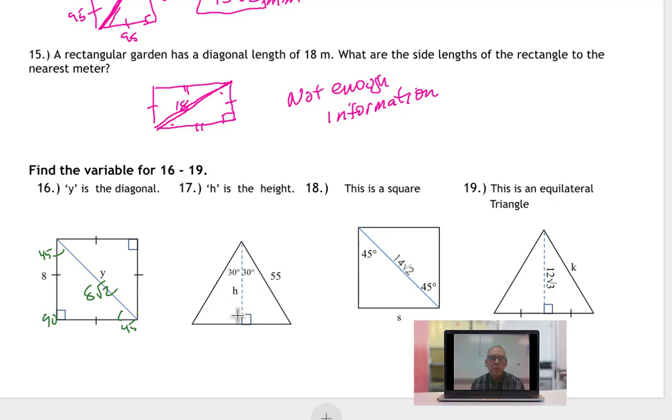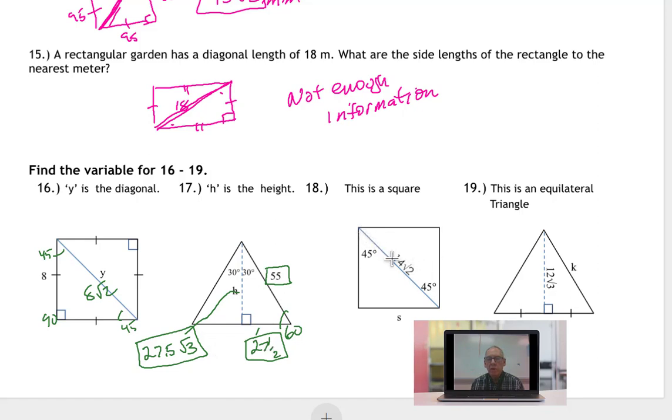If you look at this number 17 here, this is a 30. That makes this a 60. This side is double the short side, so it's going to be 27.5 for the short side. And then 27.5 times root 3 is going to be our h. So for the short side, and we got 55 for the hypotenuse.